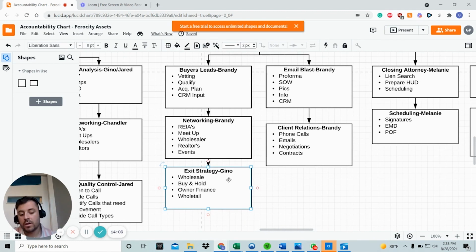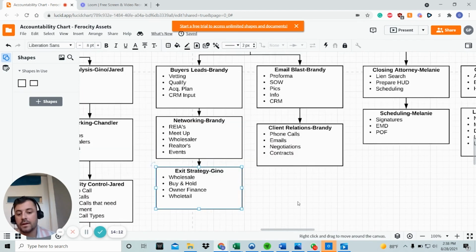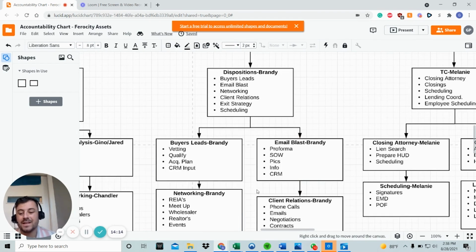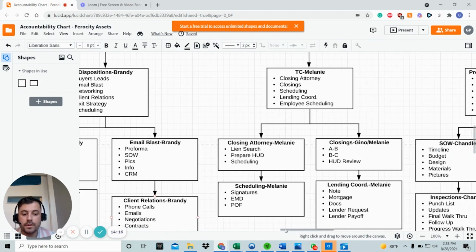I want to wholesale it. I want to owner finance or wholesale it, or we'll figure it out. I want to be the one in charge to make those decisions. Now, is it scalable? No. So that's why I'm going to have to work my way out of that. But Brandy, again, she's getting 3K, plus $500 a month.